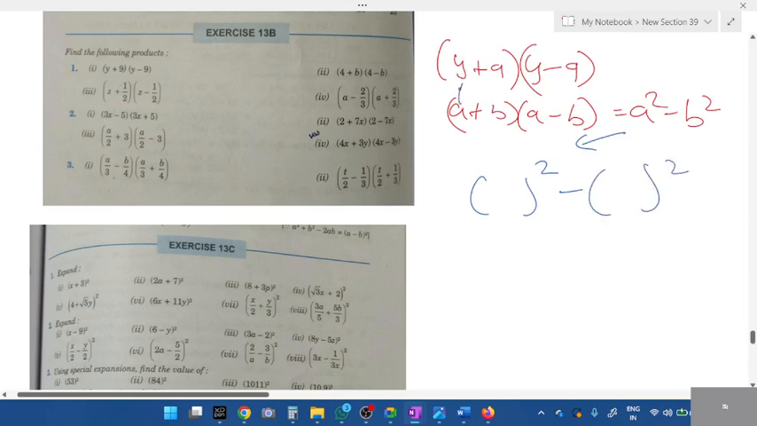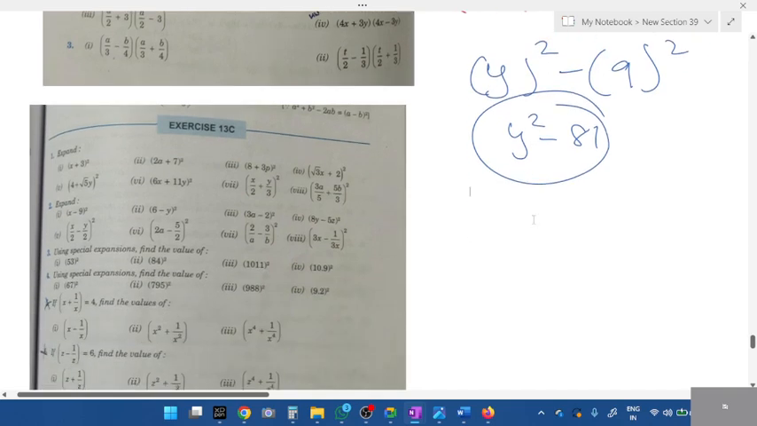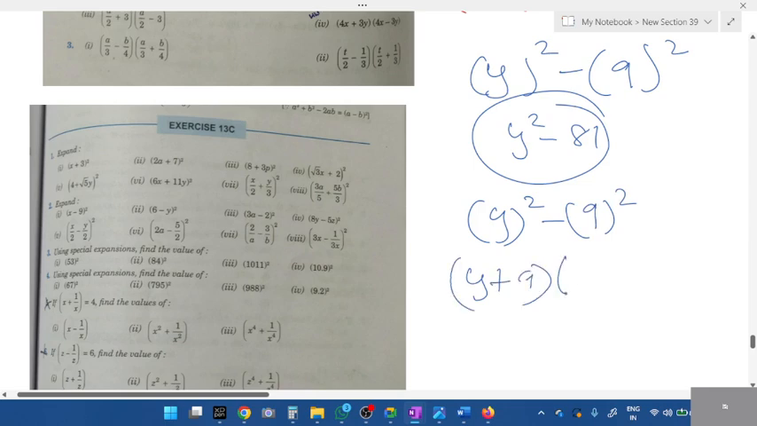What is the value of a? a is y. What is the value of b? 9. What's the answer? y square minus 81. Remember, in the afternoon we did it the other way. When y square minus 81 is given, how do you factorize? How do I write 81? As 9 square. y plus 9 into y minus 9. This is how we factorize, right?